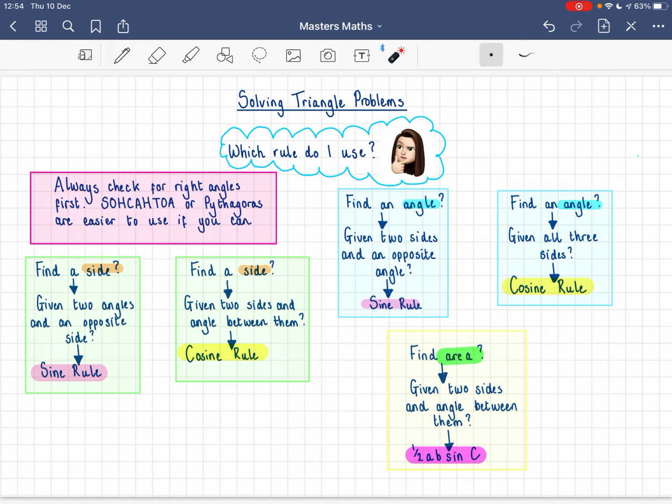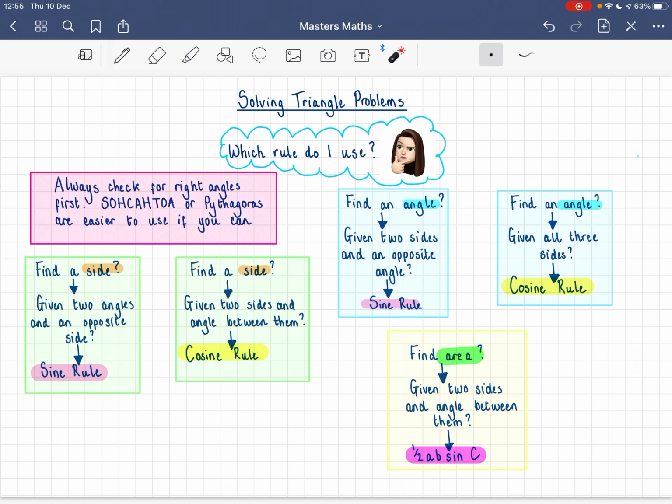Okay, so you've got a question that's something to do with a triangle. You need to decide which rule do I use, and there I am looking very puzzled. First of all, always check for right angles. If you can use SOHCAHTOA, so right angle trigonometry, or even Pythagoras, they'll be much easier to use. So if you can use them, do it, okay? Don't be that person who uses cosine rule for absolutely everything, even when there's a right angle, because it'll take you longer, there's more risk of making mistakes, and it's just not very efficient. So always check for right angles first.